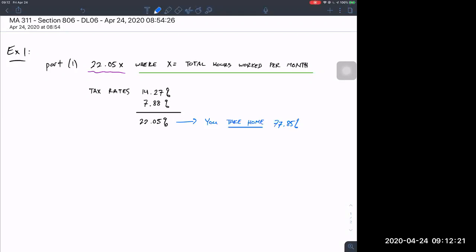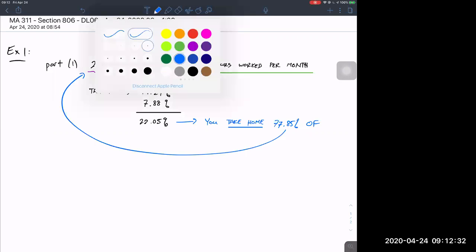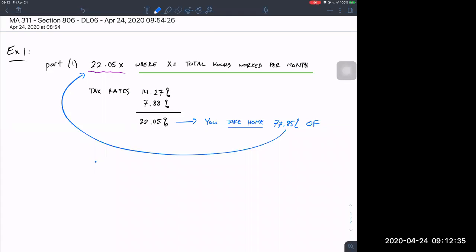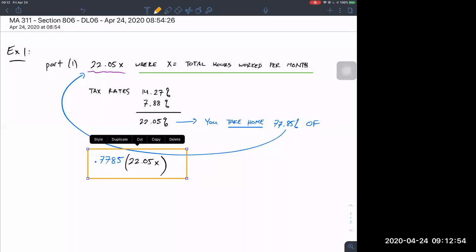But the idea is that if you're taking home 77.85% of, right, of what? Of this, you can actually change that to a decimal, right? So you now have 0.7785, and you're multiplying that by your hourly rate because you're not getting the full hour of pay, sadly. So this is the piece that you want to go in your model. And again, it's nothing terribly different. It's just that you're now incorporating taxes, which we have not talked about prior.